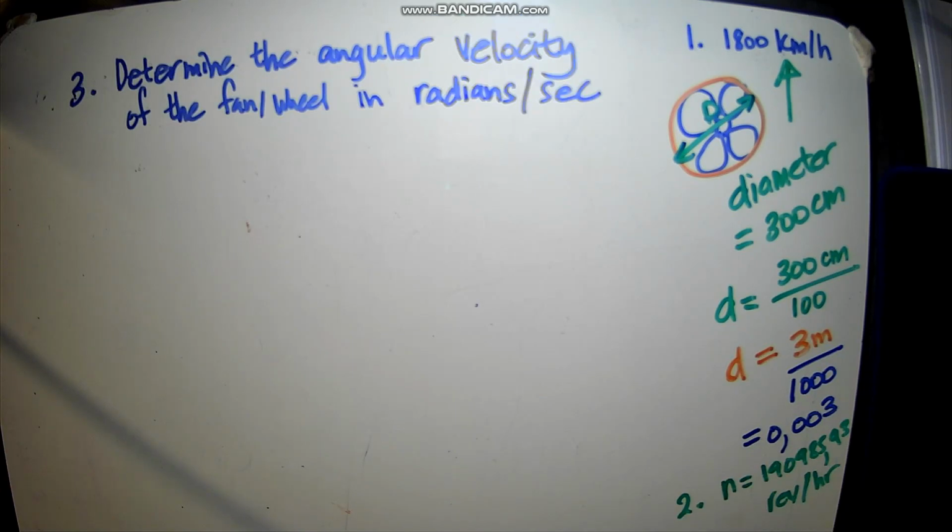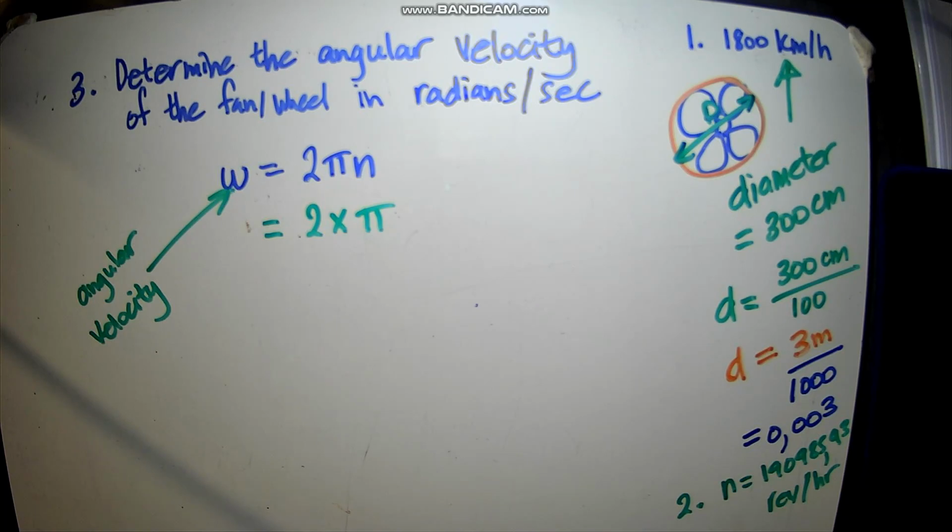Number 3's question: determine the angular velocity of the fan/wheel in radians per second. When we're saying fan/wheel, we're talking about the circumference of the fan as it's spinning. Right, so here we have 2 times pi. That's our formula. So it looks like W is equal to 2 pi N. Notice that's all multiplication. That's the angular velocity.